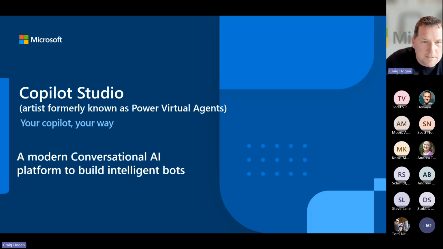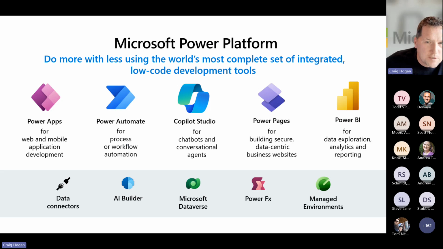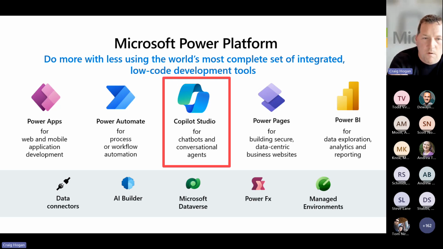Copilot Studio we'll talk about today. It is the artist formerly known as Power Virtual Agents. And just to refresh, Microsoft Power Platform includes 5 applications: Power Apps, Power Automate, Power Pages, and Power BI. Copilot Studio, right here in the center, is now what used to be Power Virtual Agents.